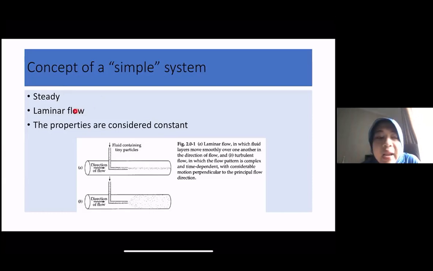The second one is the laminar flow, which I explained to you before. Laminar means it has layers, ada lapis-lapisnya. And you know already that we can calculate laminar flow using the Reynolds number, and the properties are considered constant as well.